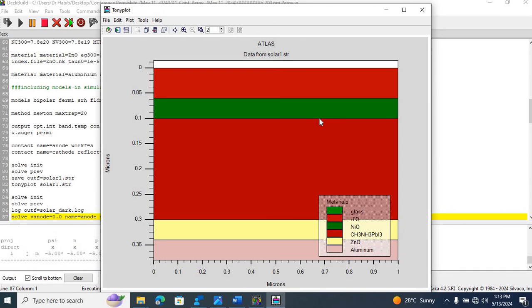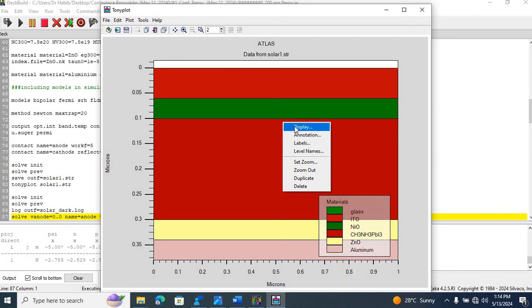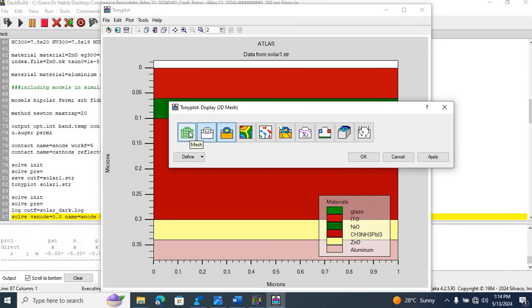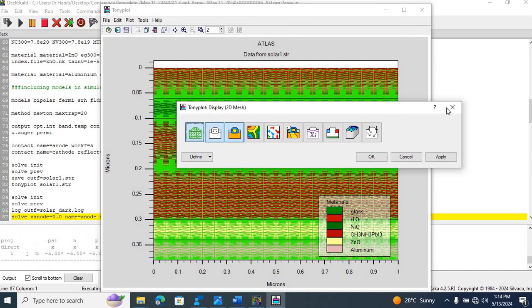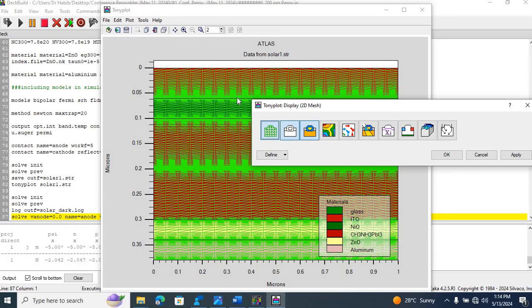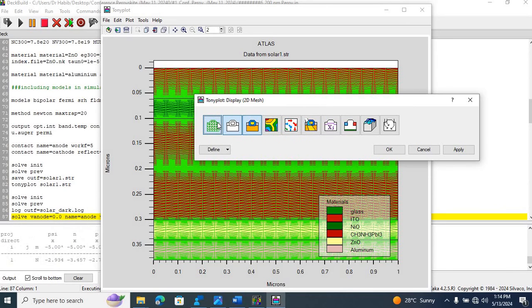Here is the structure of the perovskite solar cell under thermal equilibrium. Right click on the structure and click display. This icon gives us the meshing on this structure. As you can see, the meshing is denser at the interfaces and sparser in other regions.